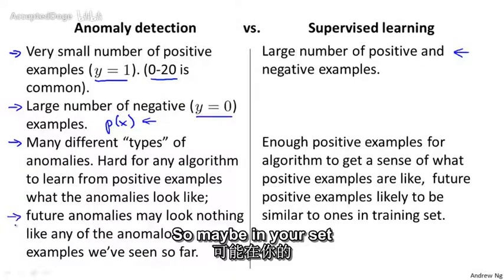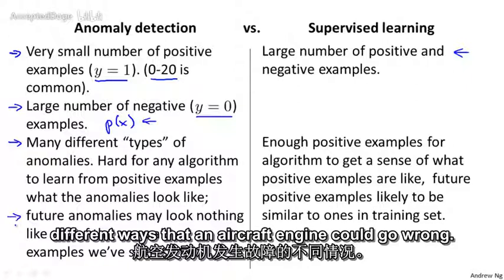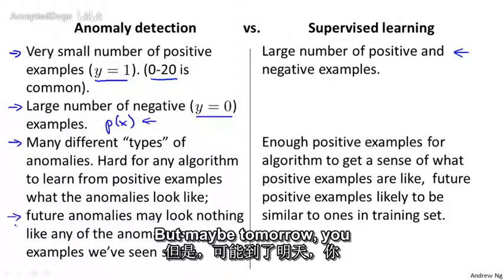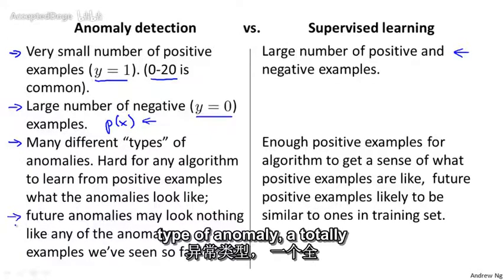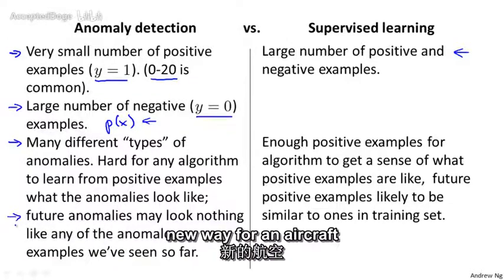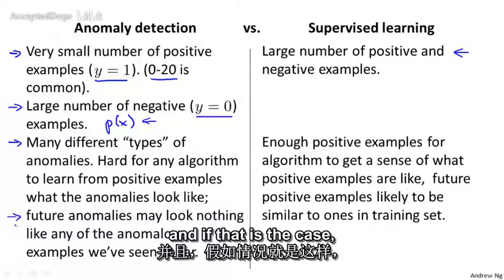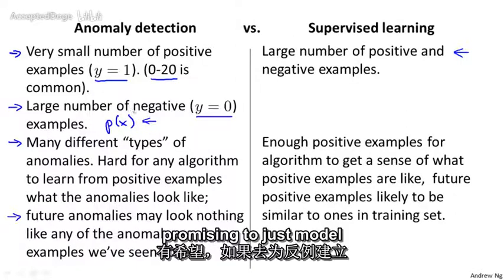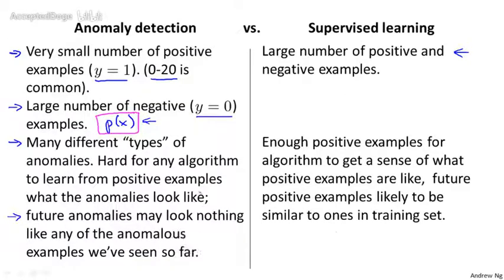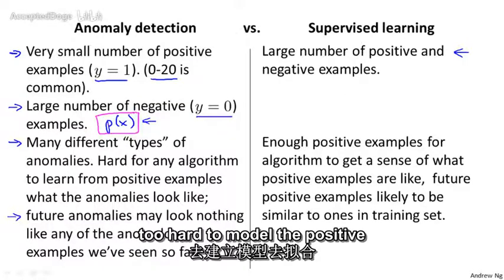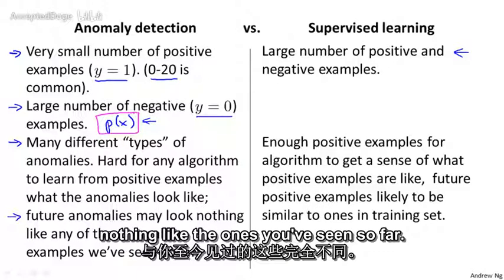So maybe in your set of positive examples, you've seen 5 or 10 or 20 different ways that an aircraft engine could go wrong. But maybe tomorrow you need to detect a totally new type of anomaly, a totally new way for an aircraft engine to be broken that you've just never seen before. And if that's the case, then it might be more promising to just model the negative examples with this sort of Gaussian model P of X, rather than try too hard to model the positive examples, because tomorrow's anomaly may be nothing like the ones you've seen so far.